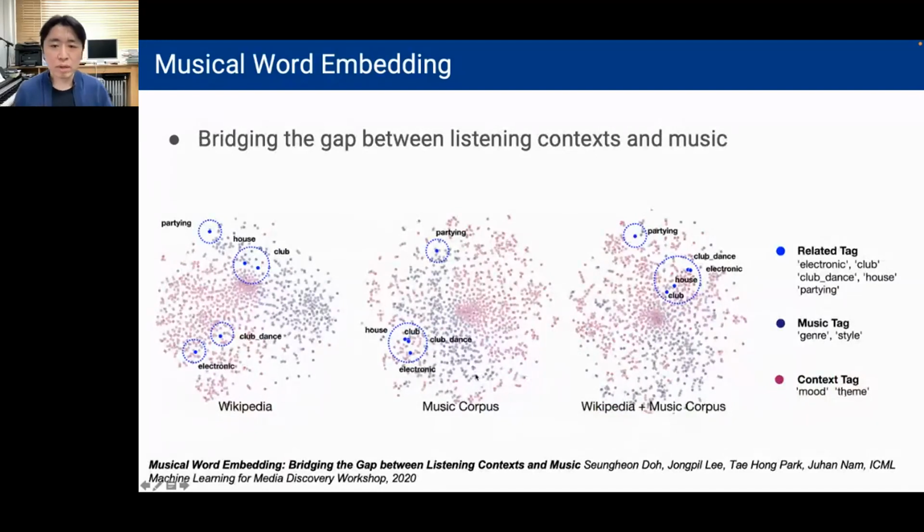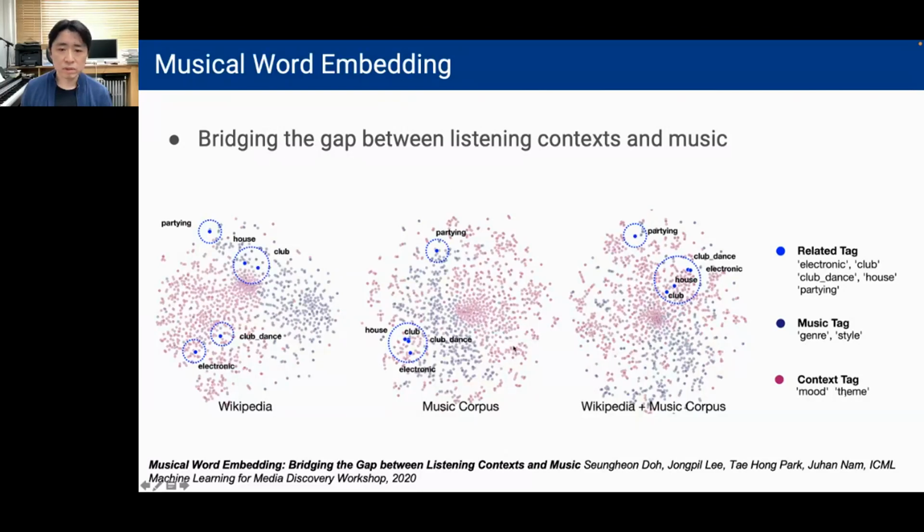So our original motivation of the musical word embedding was bridging the gap between listening context and music. So we used two music genre terms here, electronic and house, and three listening context terms, club, club dance, and partying as a relevant word. On Wikipedia, the gaps between terms are significant only between house and club.